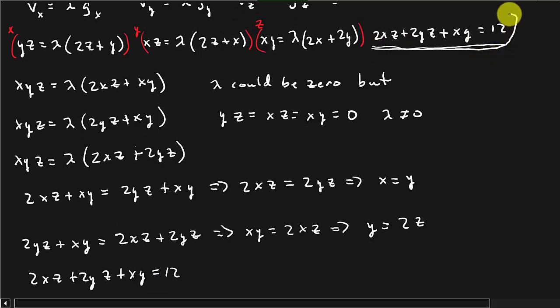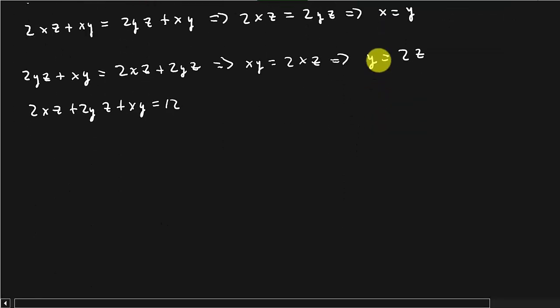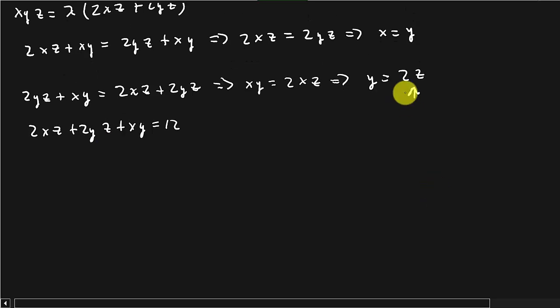So I'm taking my g of x, y, z, xyz equals 12. I'm going to plug the 2z in for x and y, and that way I'll be able to solve for z. So I'm going to plug the 2z in for x and the 2z in for y. I can plug 2z in for x because I know y is equal to x.